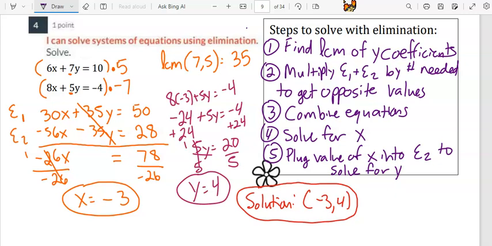On step 4, solve for the x. And then step 5, plug the value that you found for x back into one of the original equations to solve for y.